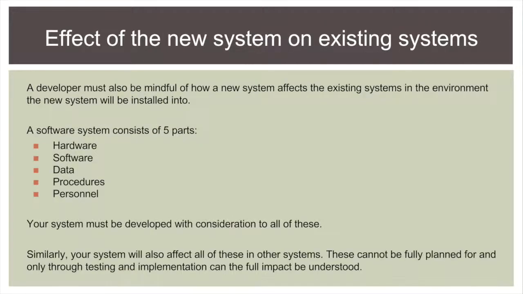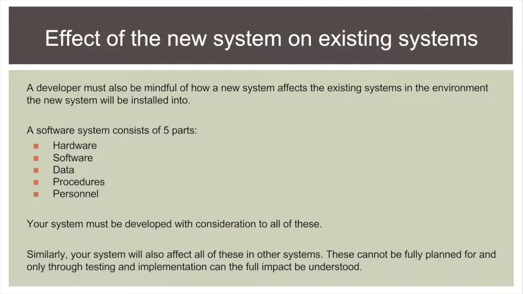Okay. The other thing you need to look at is the effect of the new system on existing systems. So you're going to be installing a system into a set of currently existing systems. Most people, when they look at new systems, they consider hardware and they consider software. They may consider the data used in the system as well. However, most people don't really consider procedures and personnel. They're the two parts of a system that generally get left behind.